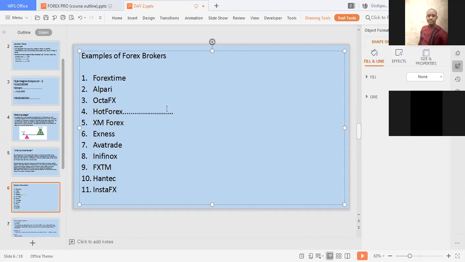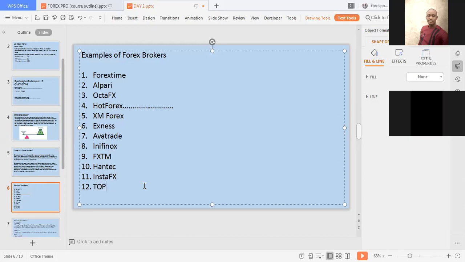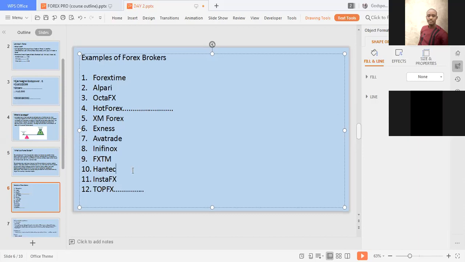The ones I know that are also efficient like Hotforex are, okay, there's still one more, TopFX. Another good one again is Antec. Another marvelous one is FXTM. Another great one again is OptaFX. If you watch YouTube very well, you will see that they do adverts on OptaFX every minute. If you watch YouTube videos very well, you see that there are always adverts on what? OptaFX.